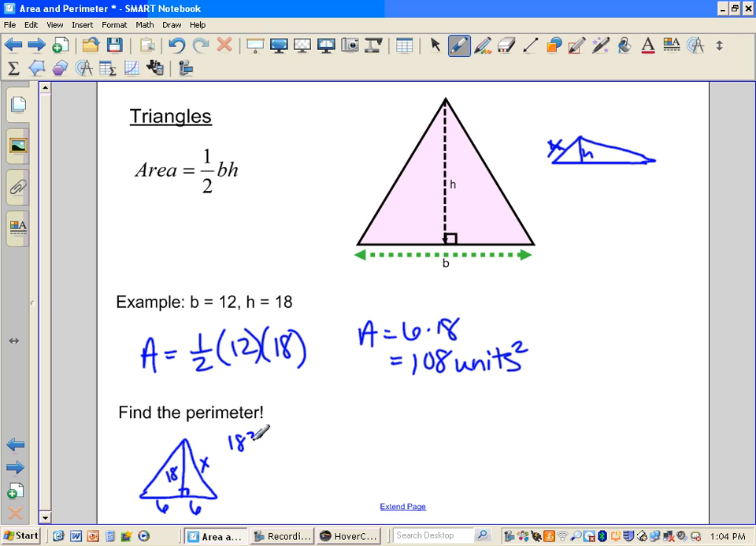So I can do 18 squared plus 6 squared is equal to, well, 18 squared is 324, plus 36, which is 6 squared, for a total of 360. This is what c squared is. So if I take the square root of that, then my c is 60, I believe. No, just kidding, that's if I was dividing. The square root of 360 is 18.5.